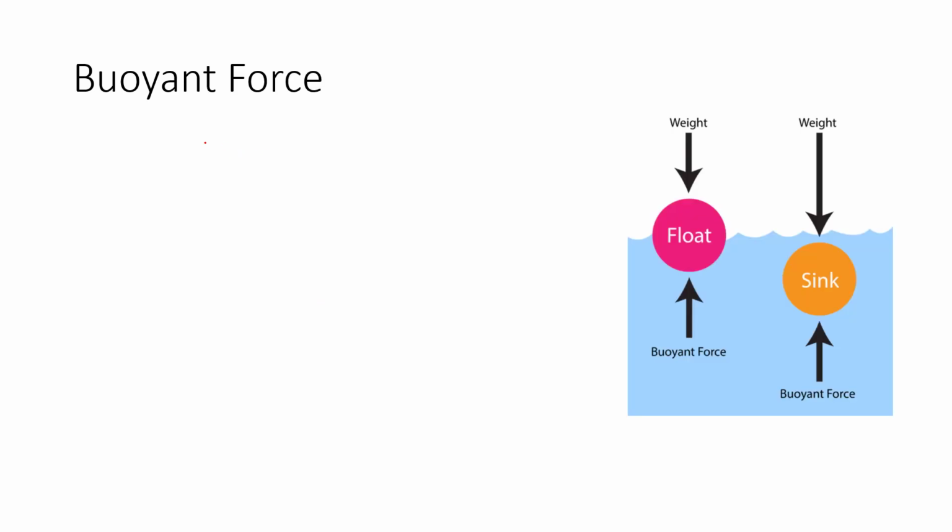In this slide, we are going to talk about buoyant force. You have seen ships floating in water, right? They are able to float because of buoyant force. Water applies an upward force known as buoyant force on these objects and they float in water. So basically what happens is when something is floating, the weight and buoyant force are equal to each other. But when the weight is larger than the buoyant force, the object is going to sink.